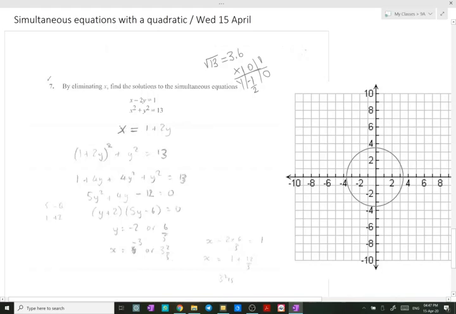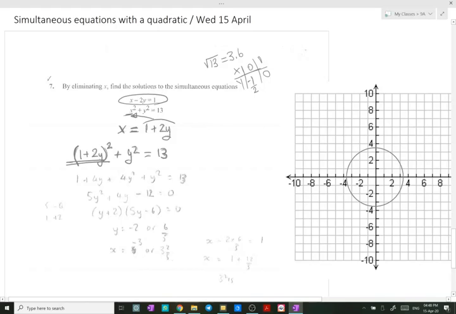the subject of the equation, and we take everything else to the other side using the linear equation, and then you replace the value of x, which is this, in the second equation. So this is what we've done. So we replace x by 1 plus 2y, and you square it because it's x squared, plus y squared, which is equal to 13.